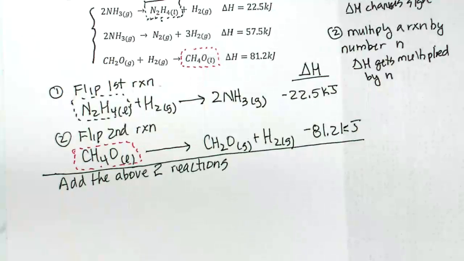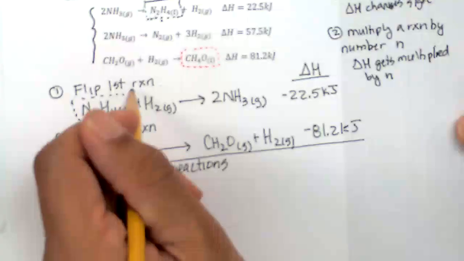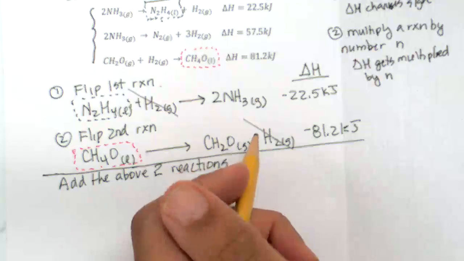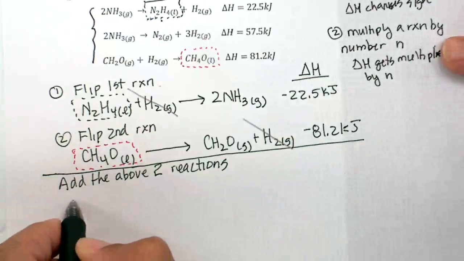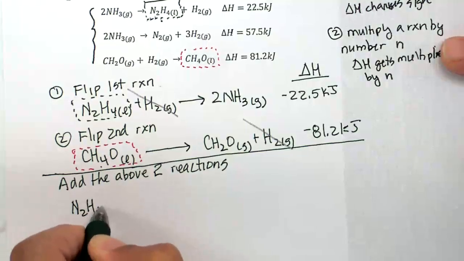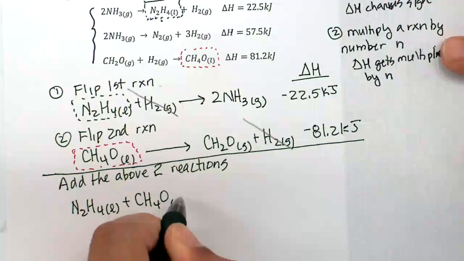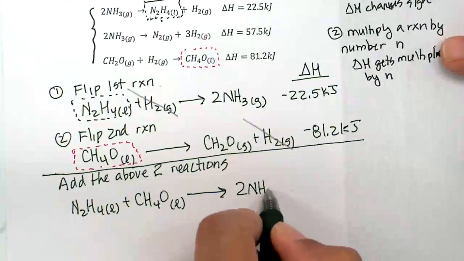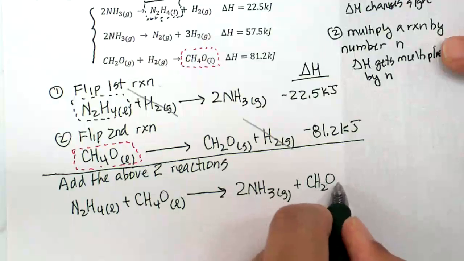Okay, do you see anything that cancels out, you guys? What do you see that cancels out? I see an H2 on the reactant side that cancels out with the H2 on the product side. So they have canceled out. And now we have N2H4 plus CH4O goes to 2NH3 plus CH2O.